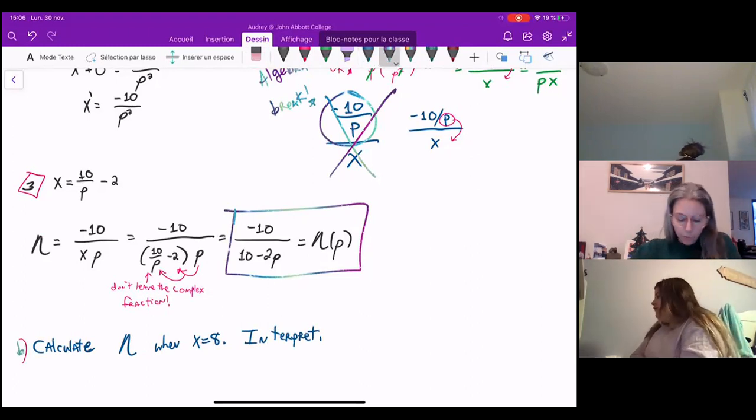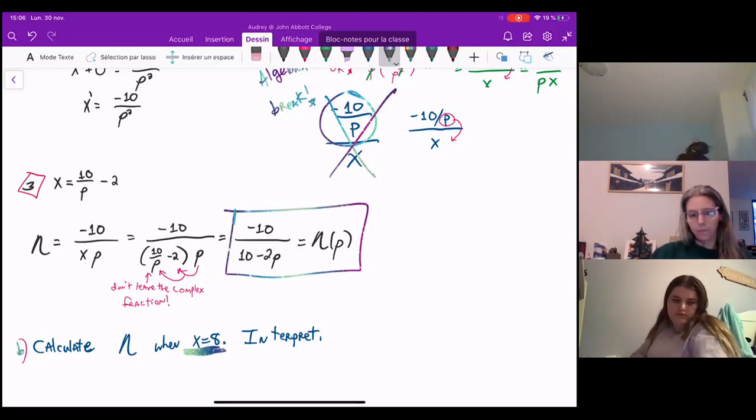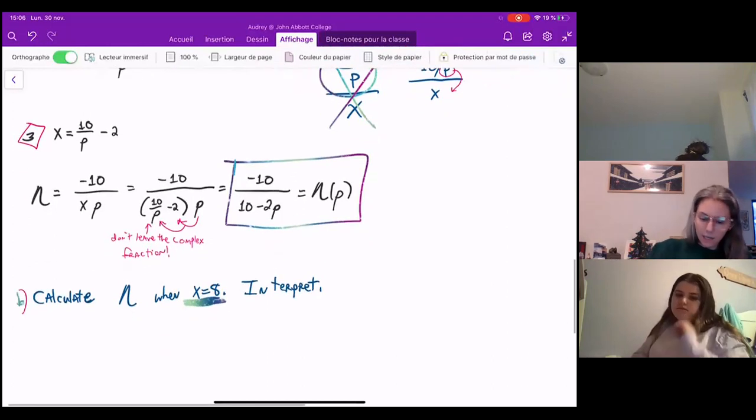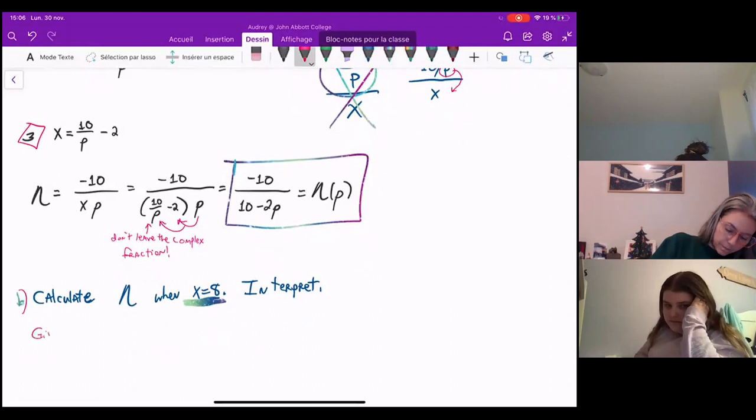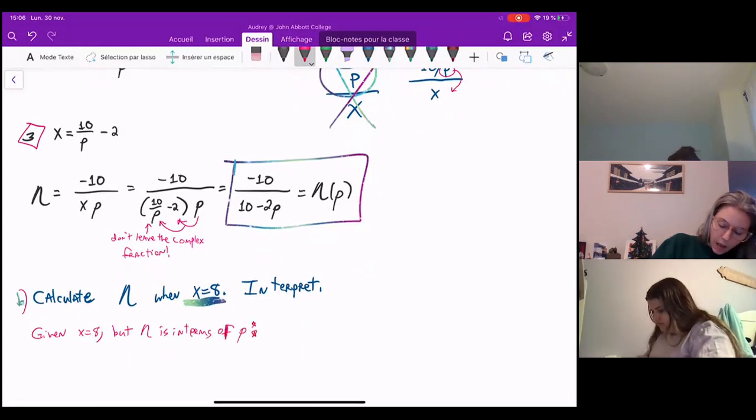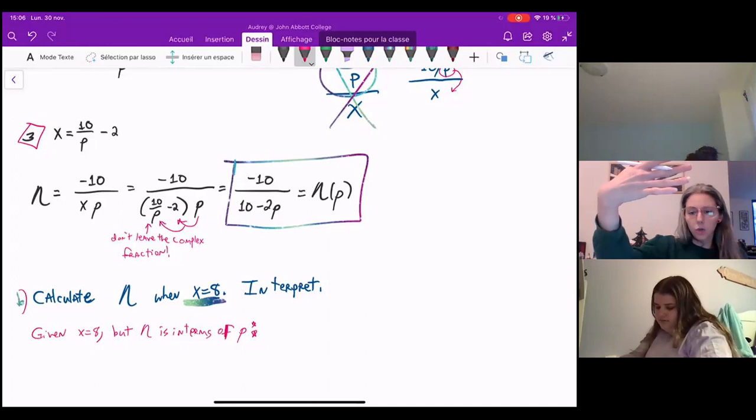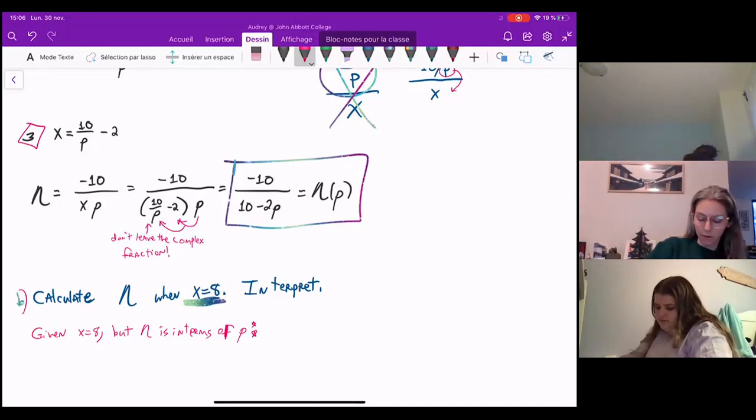Okay, so then part B is we want to find eta when x equals 8. In this problem, I'm given that x is equal to 8. But is eta a function of x or a function of p? It's a function of p. I'm given x equals 8, but eta is in terms of p. So what that means is I need to find p. What p is associated with x equals 8? So I'm going to plug x equals 8 back into the original function to find the associated p value.